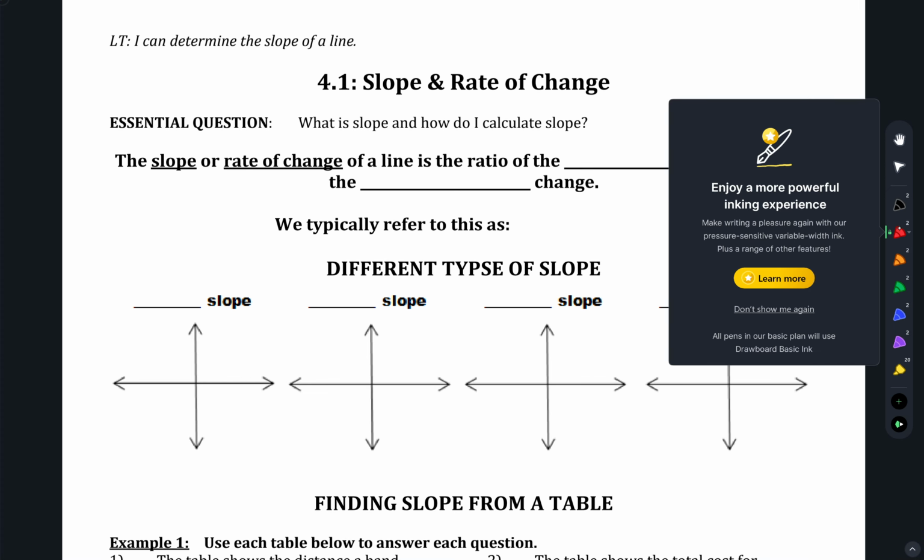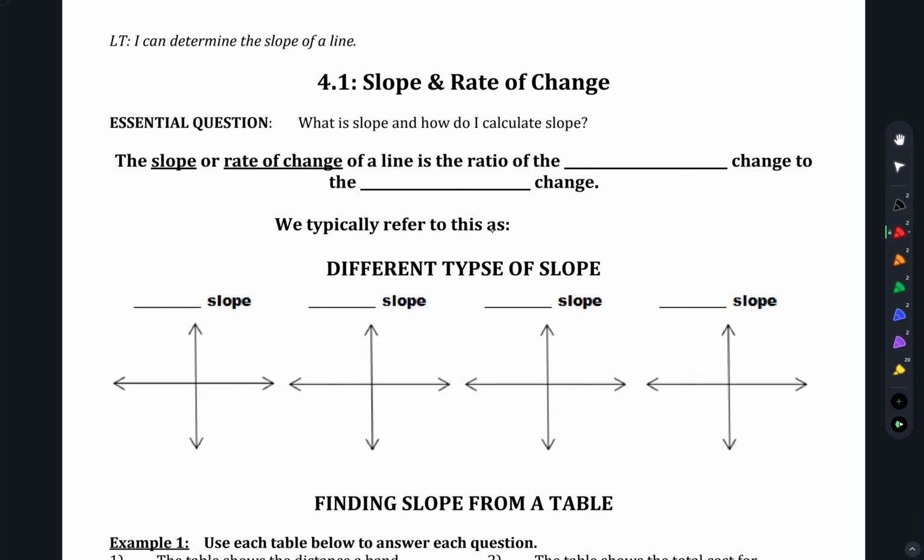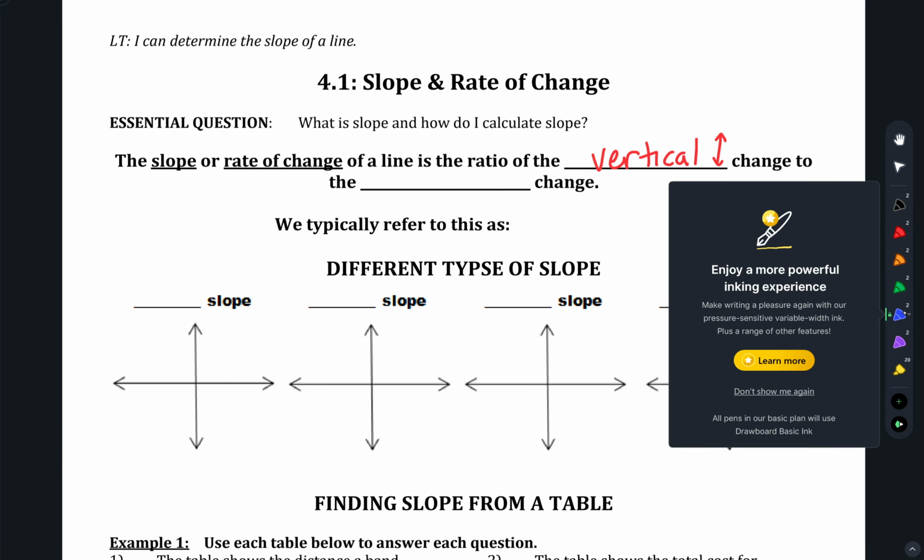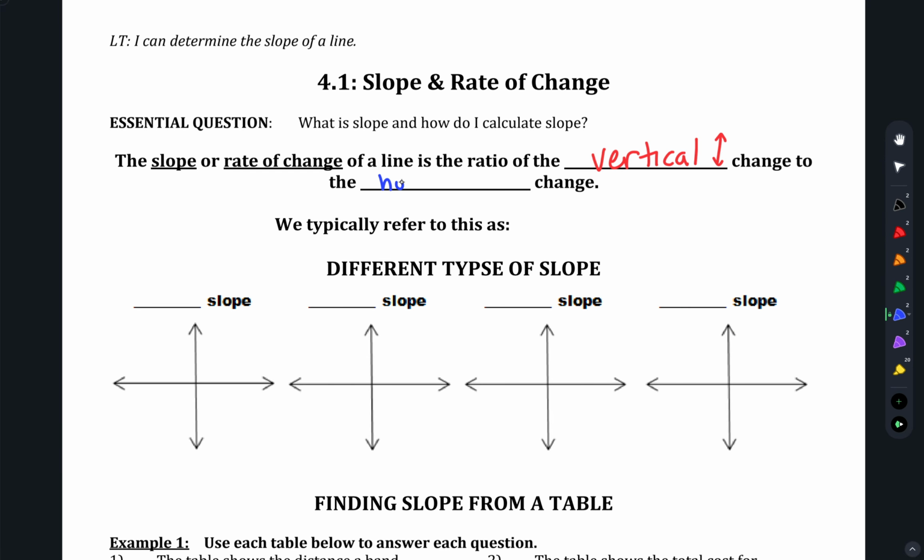All right, today's topic, we're starting slope and rate of change. They're basically the same thing, slope and rate of change. It is the ratio of the vertical up and down change to the horizontal or left and right change.